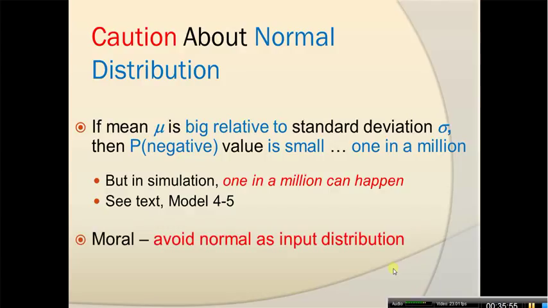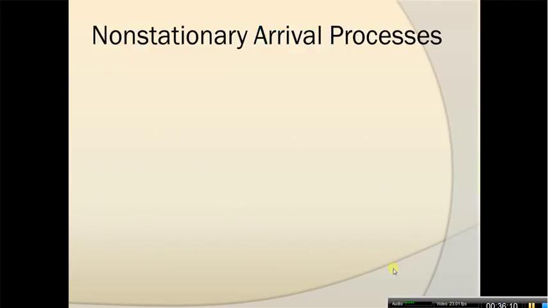So if you want to look more into that, I recommend that you look into model 4.5 from the book. So the big lesson from this whole talk is that you should avoid normal distribution as your input distribution.